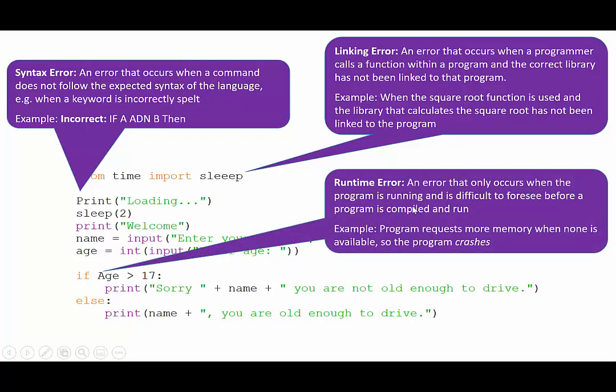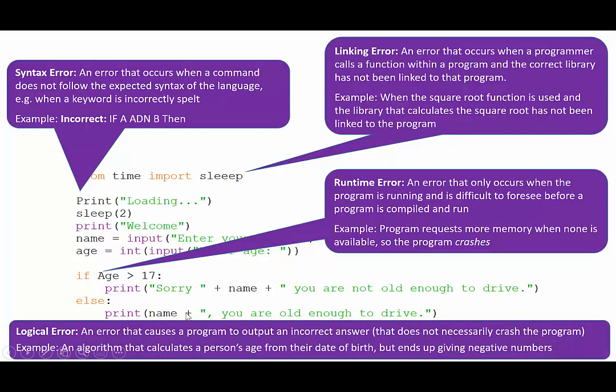We've also got a runtime error here. This is an error that only occurs when the program's running, and therefore it's difficult to foresee before the program is compiled and run. So the program would run perfectly fine down to here, but then when it gets to this line, it's going to look for the variable age and it's not going to find it because we've got a capital letter really where we shouldn't have a capital letter. So this would run, but then it would stop if we got to this point here.